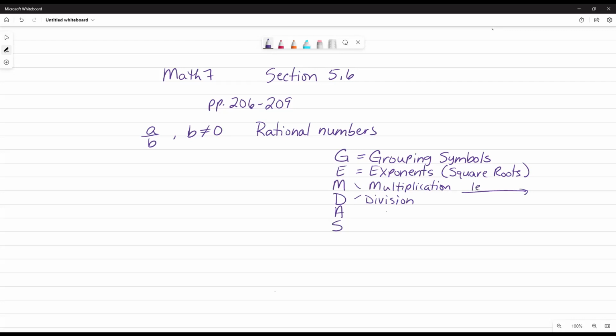So we work left to right. And the same thing with these last two, addition and subtraction. These also work left to right. We're down to just addition and subtraction. So the really important thing to remember about order of operation is if you have addition or subtraction inside of a grouping symbol, that means that you would do that addition or subtraction first because of the parentheses or brackets, absolute value, square root, whatever that grouping symbol is.